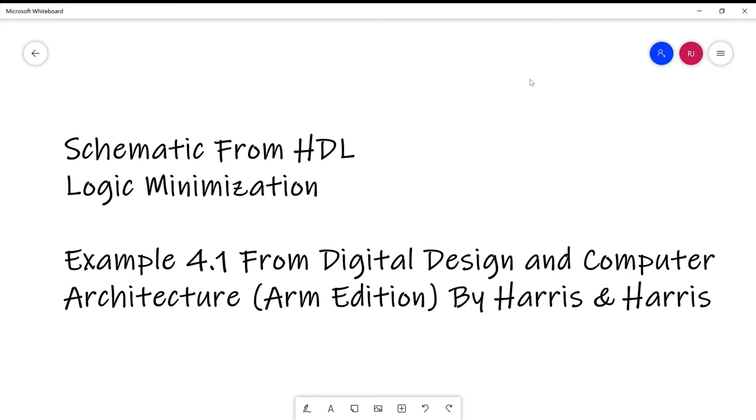Hey everybody, in this video we're going to be going through an example of how to derive a schematic from HDL as well as an example of logic minimization. Specifically, we'll be going through example 4.1 from the book Digital Design and Computer Architecture, the ARM edition by Harris & Harris.